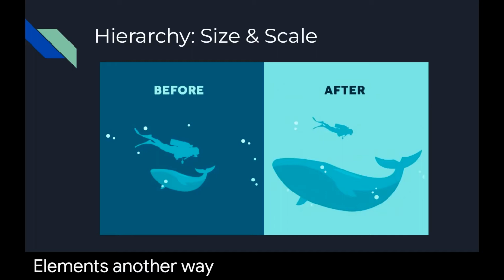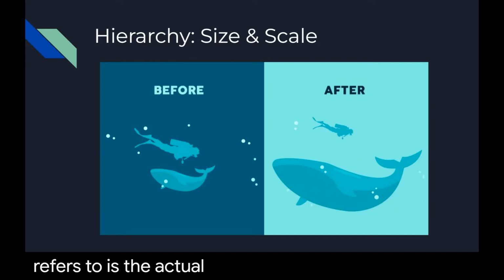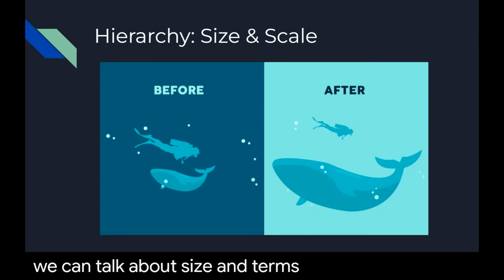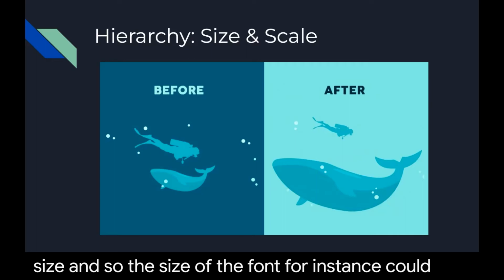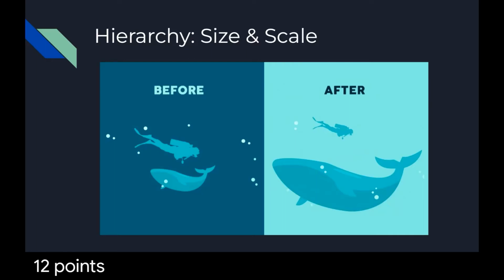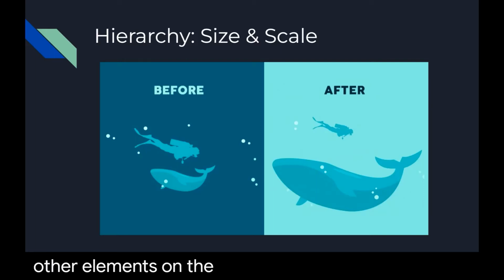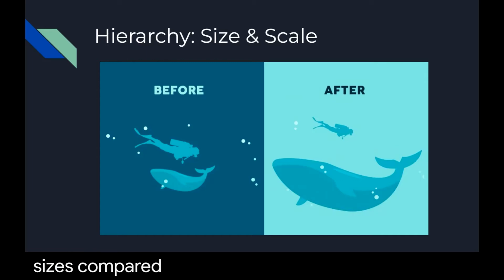Another way to achieve hierarchy is through the balancing of size and scale. Size, as your textbook refers to, is the actual measurement of an object. And we can talk about size in terms of text size or element size. And so the size of a font, for instance, could be 12 points, but it won't affect its scale unless it has other elements on the page. So scale is really about how the sizes compare to one another.